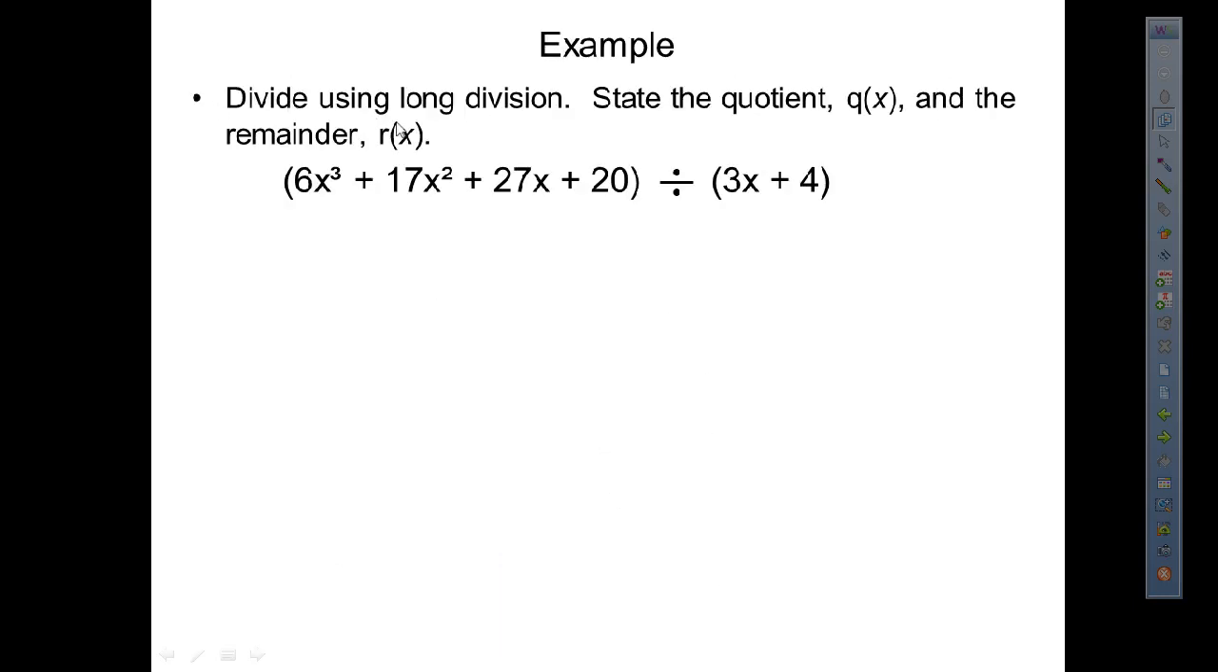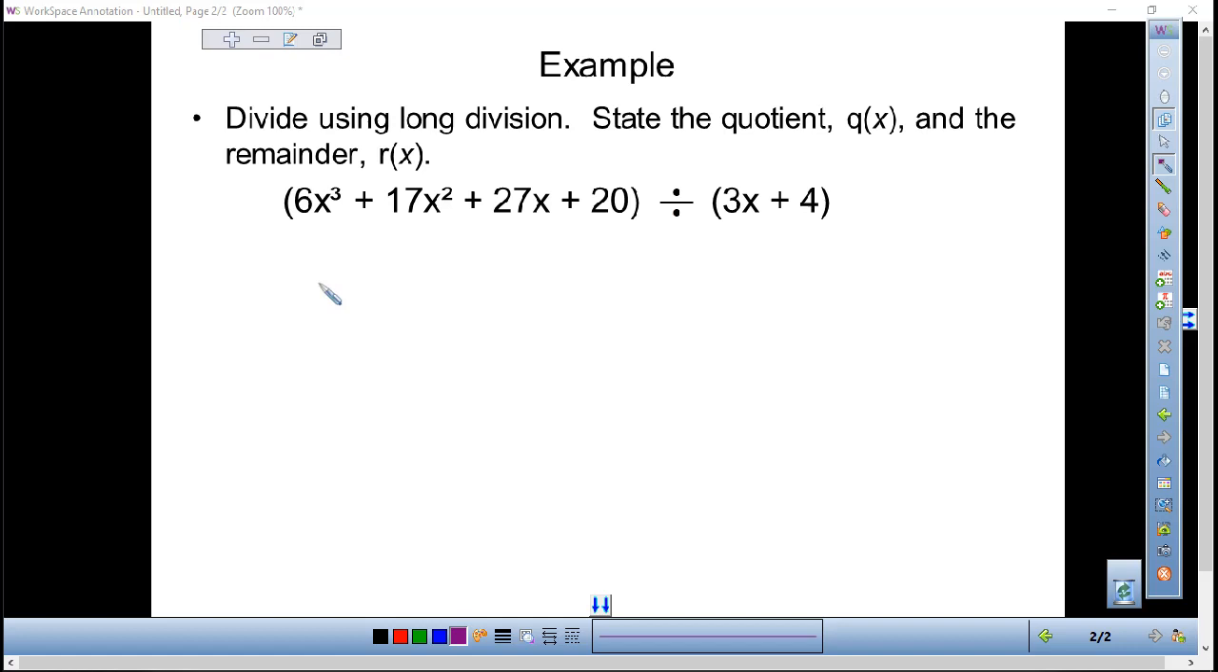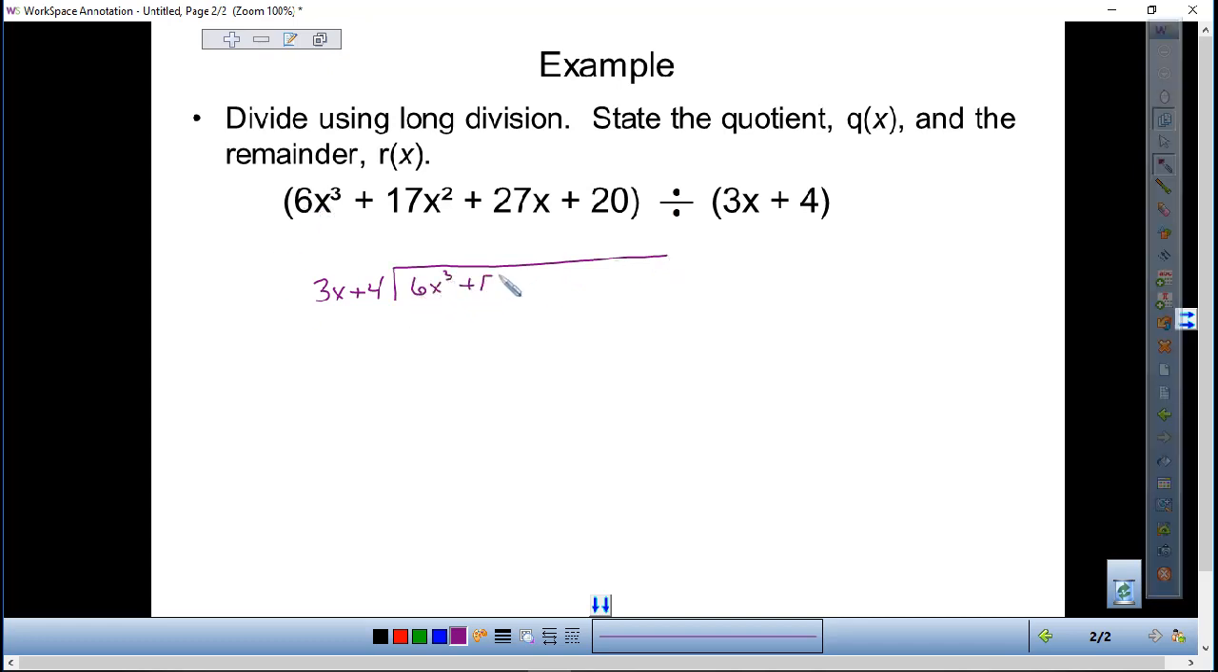Alright, so let's divide this using long division, and then we're going to state the quotient, q of x, which is the answer to the division problem, and the remainder, r of x, if it has one. So we're going to do 3x plus 4 on the outside, and inside we're going to have 6x cubed plus 17x squared plus 27x plus 20.